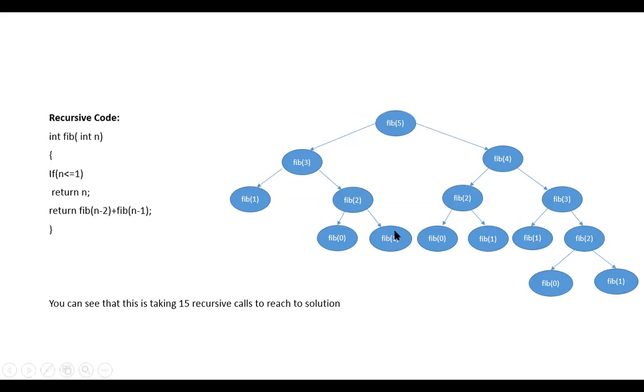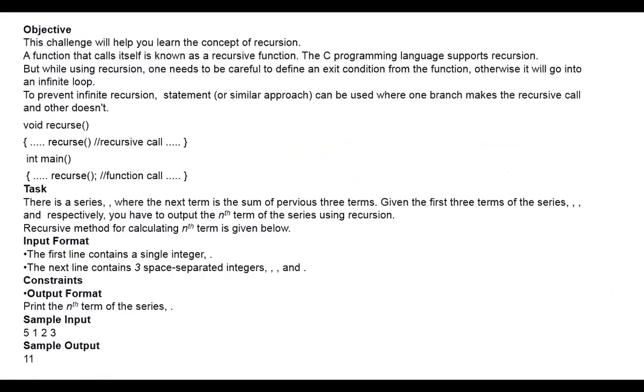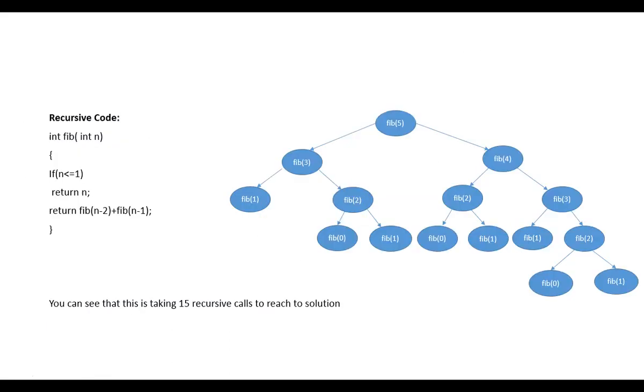Fibonacci 1 here, Fibonacci 1 here, and here again Fibonacci 1. So Fibonacci 1 is called 5 times and the result is the same. And here you can see Fibonacci 2 is called 3 times and the result is the same. Similarly, Fibonacci 3 is called 2 times and the result is the same. So it should not be like that, but still it will give the correct answer, and it will take 15 recursive calls to reach the solution.